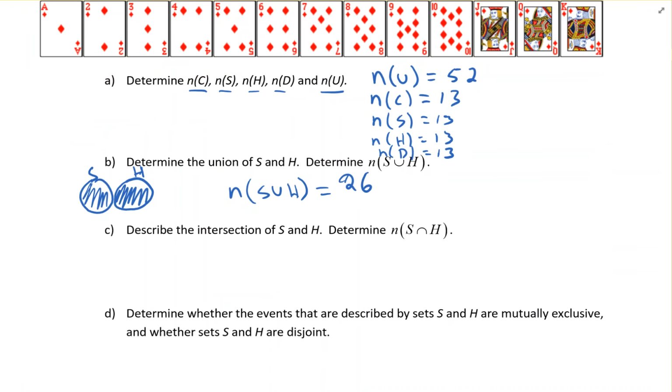So it's really saying how many cards are in where they overlap. Well, they don't overlap at all, right? There's nowhere that they intersect. So there's 0. There's nothing in that set, or there's going to be no cards in there. So we'd say the number of elements in S intersection H is equal to 0.